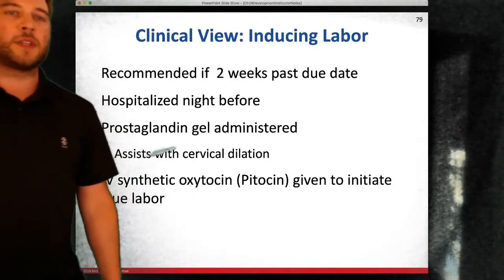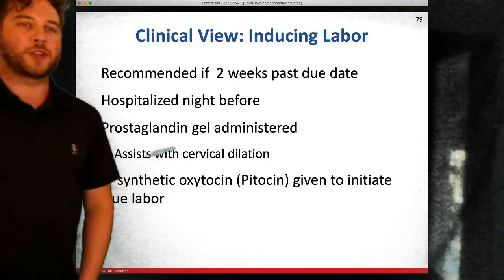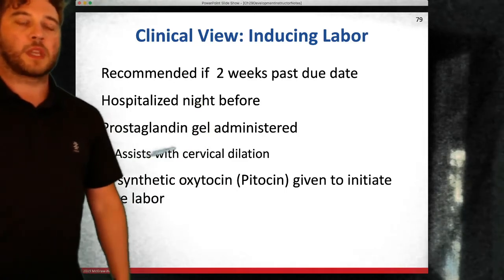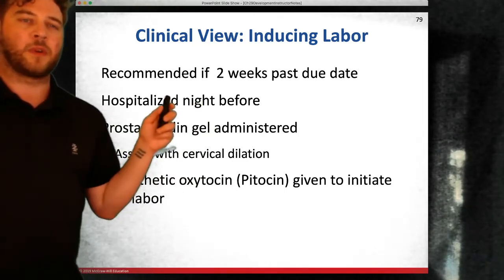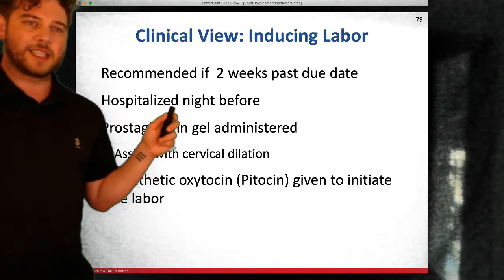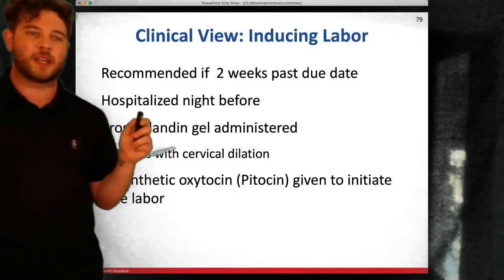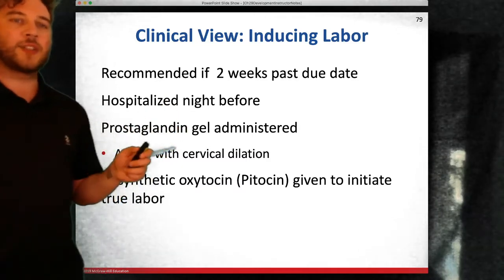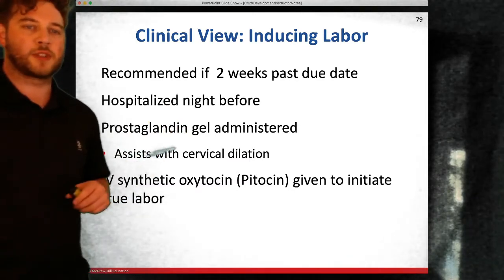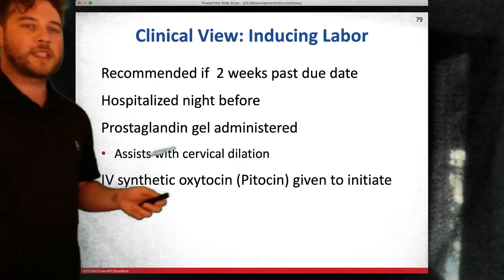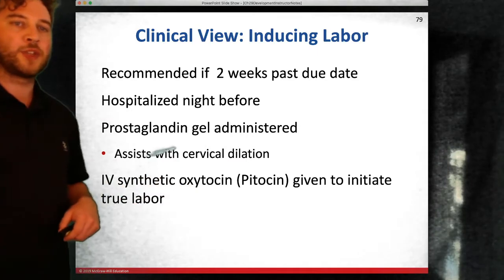Okay, so inducing labor is recommended if you are 2 weeks past your due date. You will be hospitalized the night before. Not sure how true that still is, because it's become such a common thing. Prostaglandin gel is administered to help assist with cervical dilation. An IV synthetic oxytocin is given to initiate true labor.